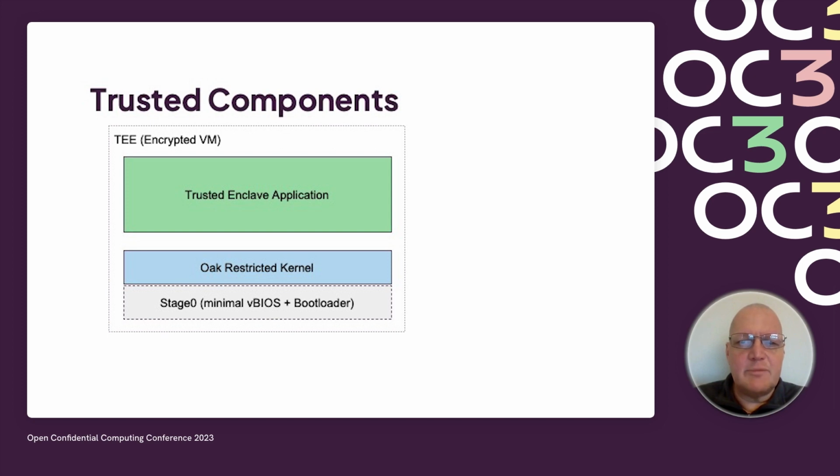And finally, there is the application that implements the trusted business logic. As I mentioned before, its behavior is severely constrained by the restricted kernel. We currently only support a single application running in a single user space process on a single vCPU. We also don't support preemptive multi-threading.